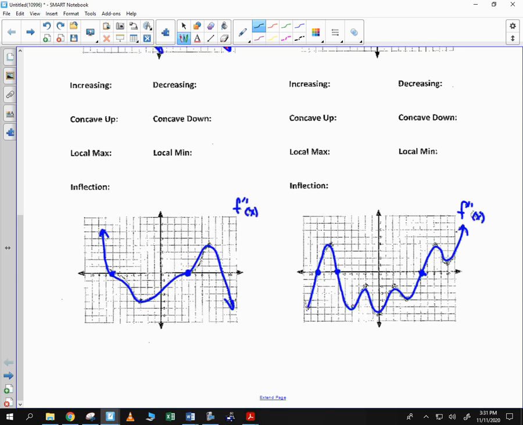We're not going to do this one over here, but we are going to do this one. Now we're looking at f double prime of x. And for f double prime of x, that doesn't tell us anything about increasing or decreasing. And it doesn't tell us where we have the local max or where we have the local min. But f double prime of x does tell us about concavity.